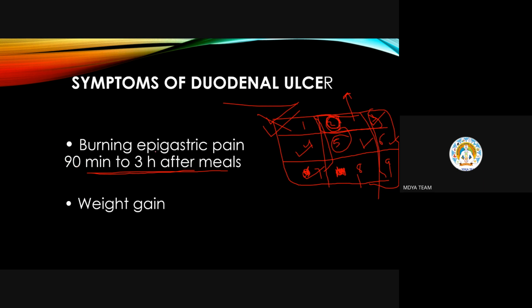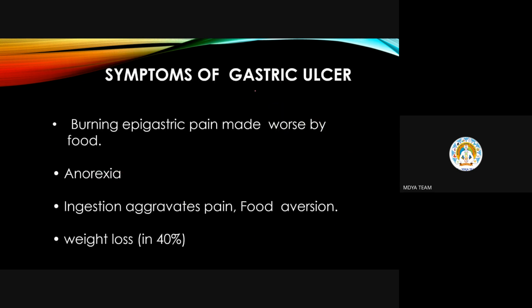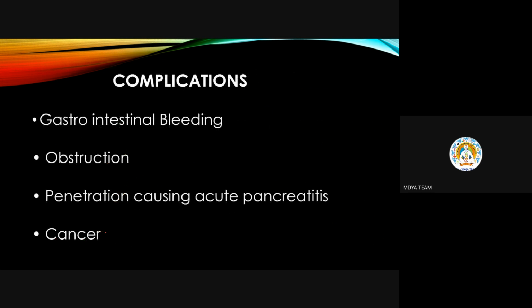So burning epigastric pain, that's why I told you. In duodenal ulcer, it could happen 90 minutes to 3 hours after the meal. Weight gain. Now gastric ulcer symptoms are written. You can see burning epigastric pain worsened by food. Anorexia, this is a food disorder. Indigestion aggravates pain, or food aversion. In anorexia also they have food aversion. This is an eating disorder. Weight loss could happen in gastric ulcers. No need to learn all these symptoms, just have a look at them.